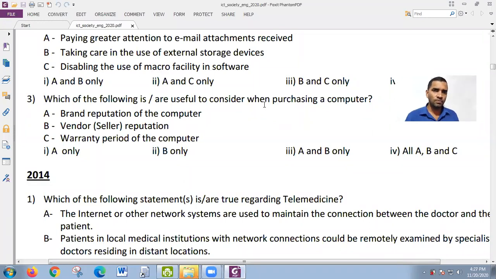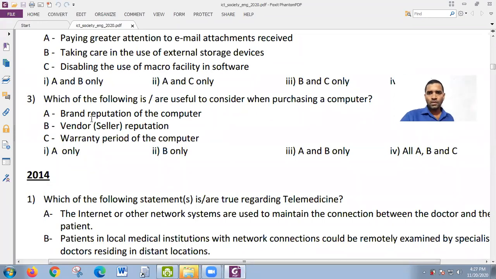So that is important. Even the warranty period, right? Warranty period is important, because once your computer goes wrong, you have to give that and get a new one, or maybe get it repaired, right? So it is important. There may be many things to be checked, both technical and non-technical. Take a look at the options.